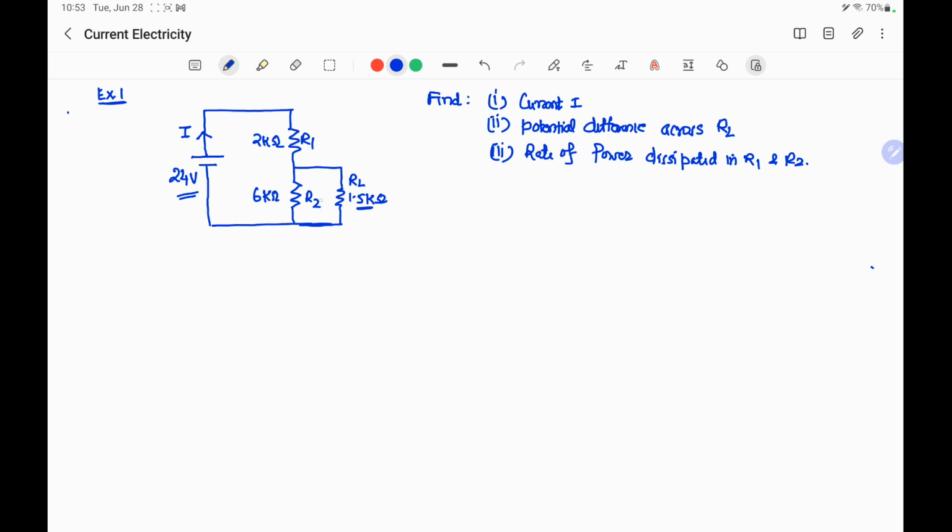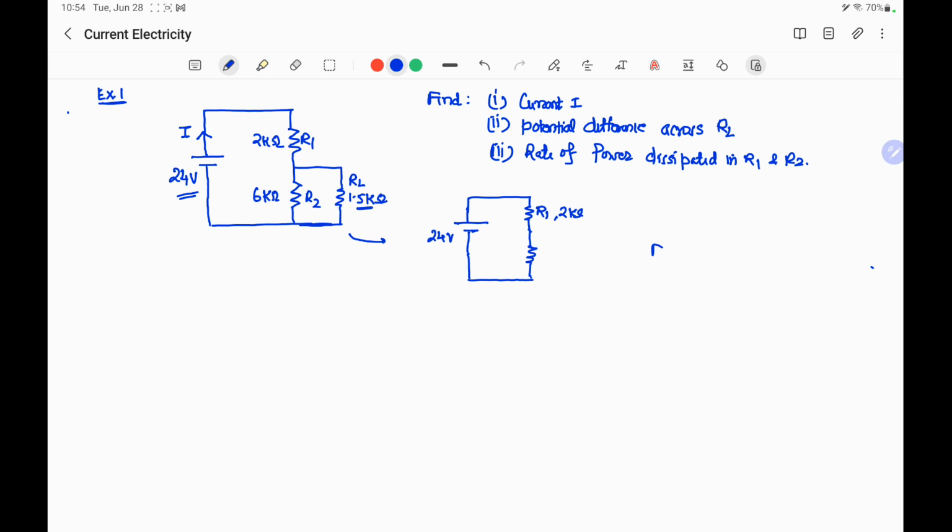Here, this R1 is in series with the parallel combination of R2 and RL. So this figure can further be made as this: this is a 24 volt, and then this is in series with R1, which is of 2 kilo ohm, and this is the equivalent resistance of the parallel combination of R2 and RL. And these two resistances are of 6 kilo ohm and 1.5 kilo ohm.